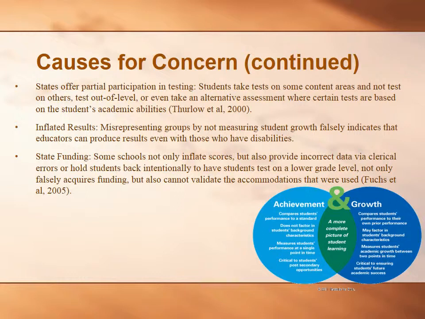Misrepresenting groups by not measuring student growth can lead to inflated results, which falsely indicate that educators can produce results even with those who have disabilities. Some schools not only inflate scores, especially if state funding is tied into state test scores, but also provide incorrect data via clerical errors or hold students back intentionally to have students test on a lower grade level. Not only falsely acquires funding, but also cannot validate the accommodations that were used.